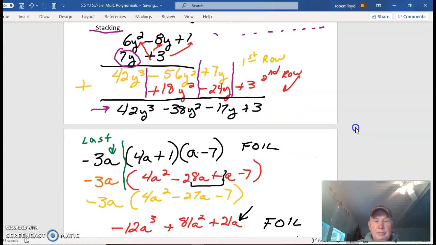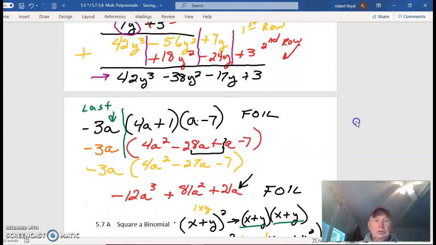So then there are a couple of examples here where they get a little more complicated. Here we have a binomial times a binomial, and then that whole thing is times negative 3a. Probably the easiest way is to take these two and use the FOIL method, and leave this negative 3a out until last.